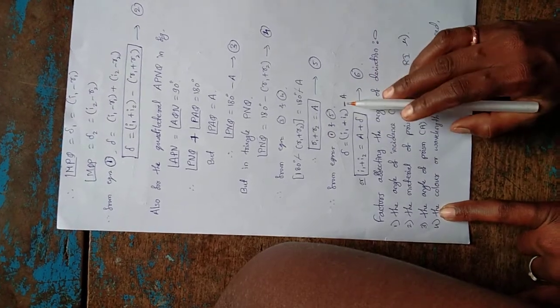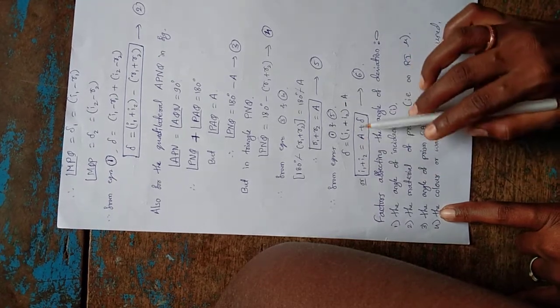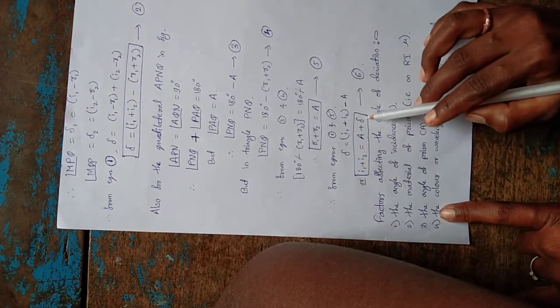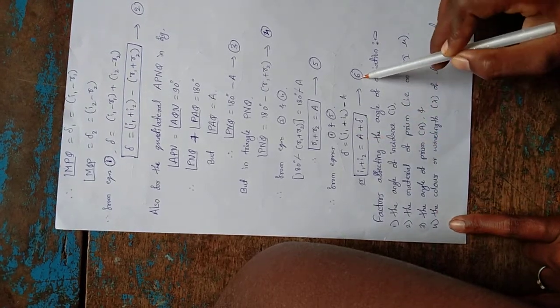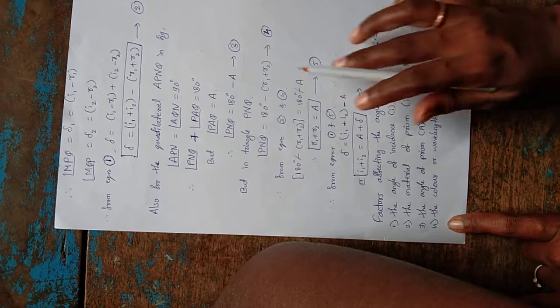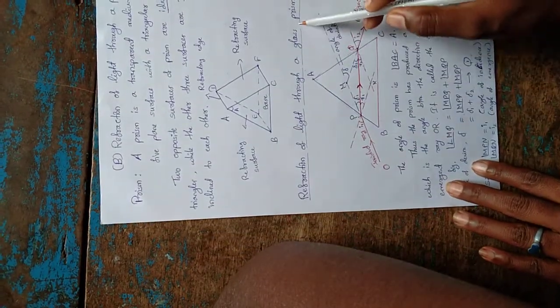I1 plus I2 minus A, or I1 plus I2 is equal to A plus delta. Delta is the angle of deviation, A is the angle of prism. This is equation number 6. So this is the refraction of light through a glass prism.